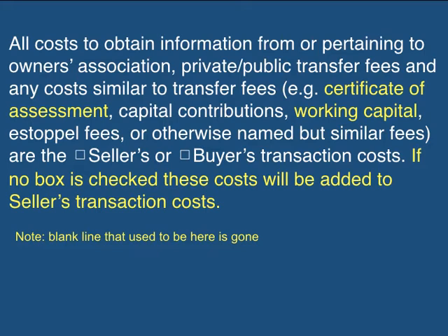Review my contracts from the agents. This is another thing that is left unchecked so many times. It's there. You check a box. It's either or. Be careful, because if you don't check a box and you have the seller, then it's going to be the seller's transaction cost. So watch out for that. And then I note here that the former contract we were using had a blank line, and that is no longer there. We like that.